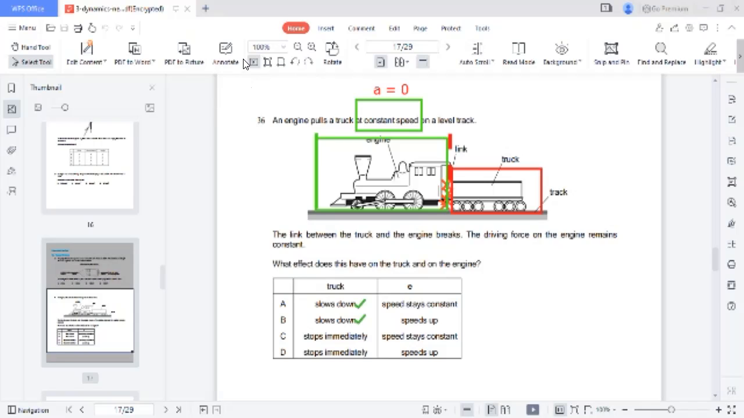What about the engine? The engine is dragging this truck, so when this mass is released, the load on the engine is decreased, so the engine can get speed up. So the possible answer is that the truck would slow down and the engine would speed up.